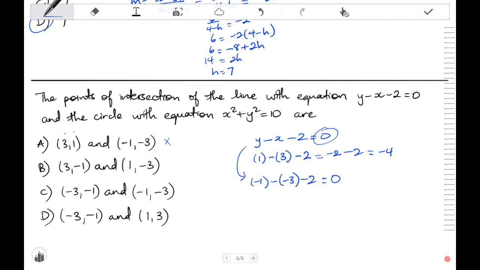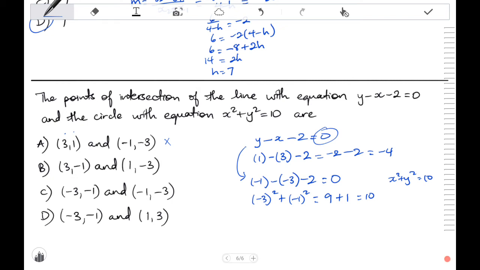So let's see if it satisfies the other. We need to satisfy both equations. x squared plus y squared equals 10. So minus 3 squared plus 1 squared. Let's see what that is equal to. This is 9 plus 1, 10. So therefore it satisfies the second equation, x squared plus y squared equals 10. Right. So minus 3 and minus 1 is one of the answers.